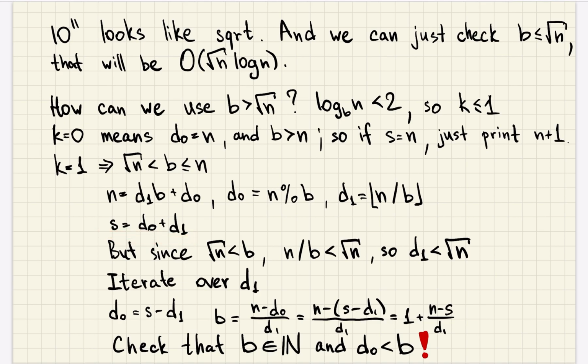And since b is greater than square root of n, to have d1 times b at most n, we have to have d1 smaller than square root of n, so there are only square root of n different values for d1. If we fix d1, we can calculate d0 and then find the value of b, like this. And we should check that b is an integer, and don't forget about that, both digits that we use should be strictly smaller than b.